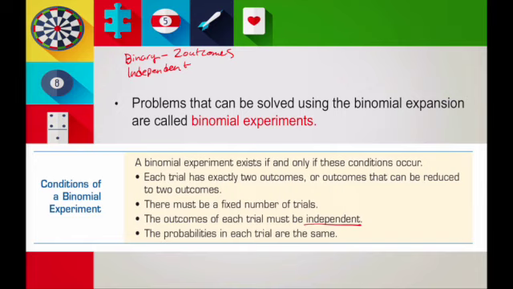There must be a fixed number of trials. So you can't say, I'm going to flip this coin until I get a heads. That's not a fixed number of trials. I could say, what's the probability of getting 3 heads if I flip this coin 5 times? But I can't say I'm going to flip the coin until I get a heads, because that's not a fixed number of trials.